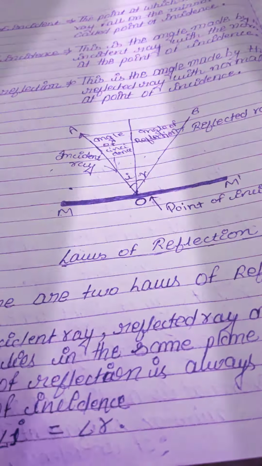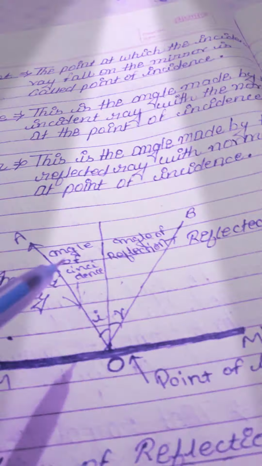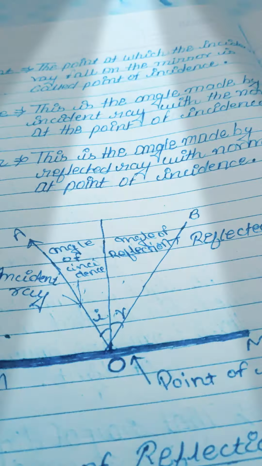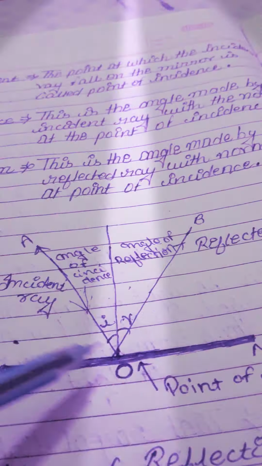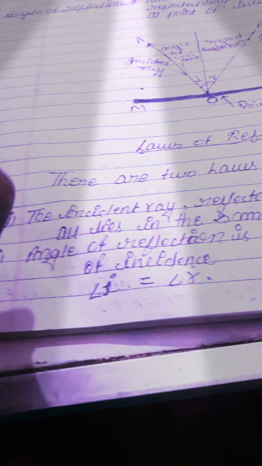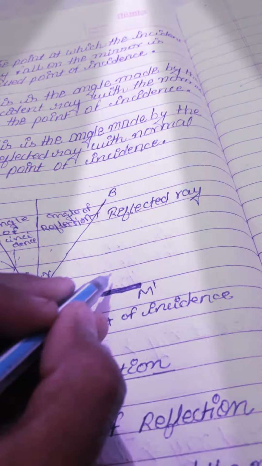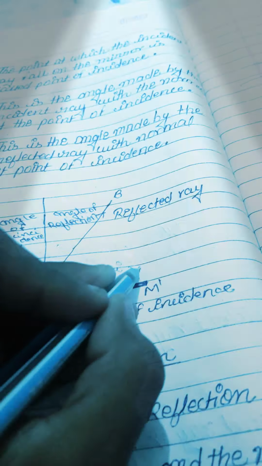Then we will know what are the laws of reflection. There are two laws of reflection. First, the incident ray, the reflected ray, and the normal all lie in the same plane. Friends, these all rays lie in the same plane. You can see. And the next is, the angle of reflection is always equal to the angle of incidence. It means this angle I will always be equal to angle R. According to this law, angle I is equal to angle R.